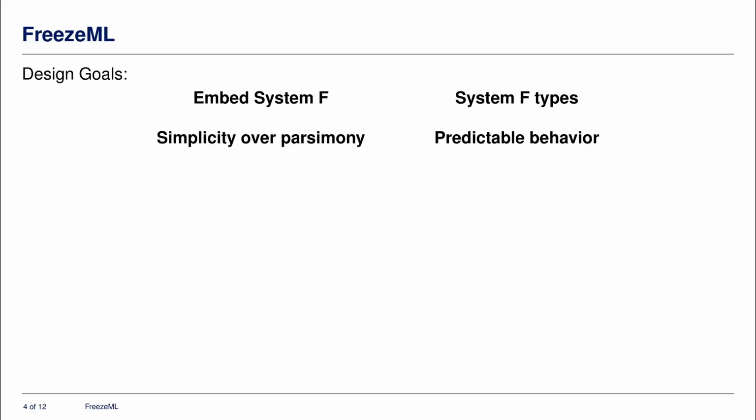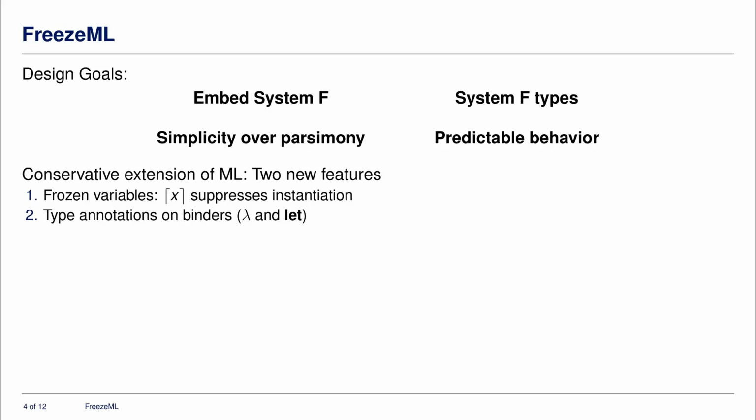This is also reflected in our desire for predictable behavior, meaning that it shouldn't be difficult to look at a piece of code and know exactly what the typing will look like. And as it turns out, we were able to do that and get a conservative extension of ML by adding just 2 things. A freezing operator, which prevents the implicit instantiation that ML does, and type annotations on let bindings and lambdas, which you will need sometimes.